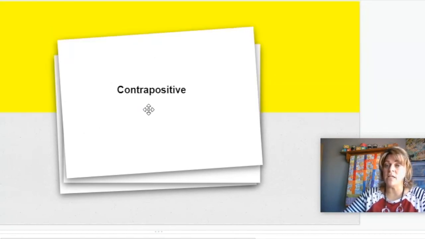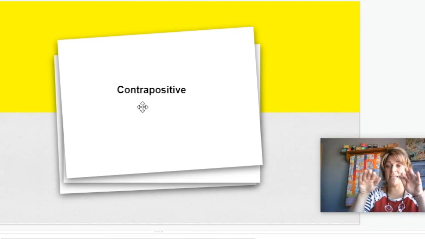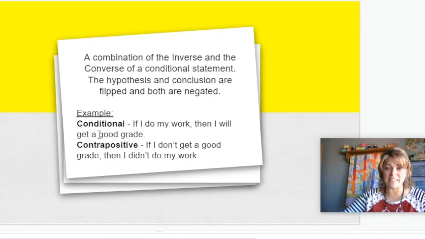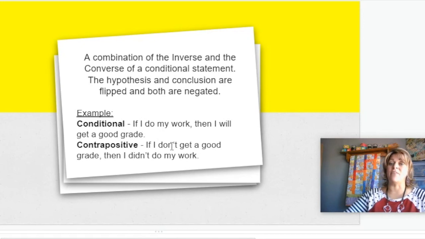Contrapositive, this is the last one. Contrapositive, it's taking the original conditional statement, it switches the order and negates. So it's putting the inverse and the converse together. So if you see this, if I do my work, then I will get a good grade. If I don't get a good grade, then I don't, or I didn't do my work. So the order switched and it became negative.